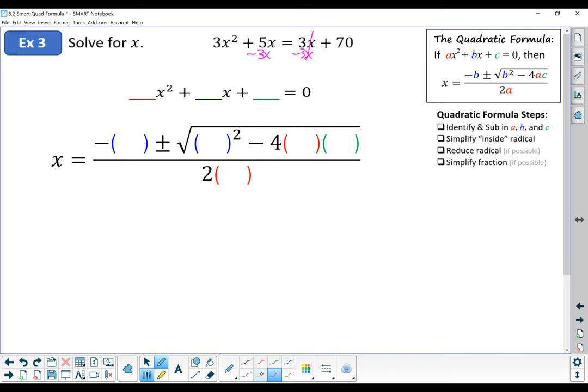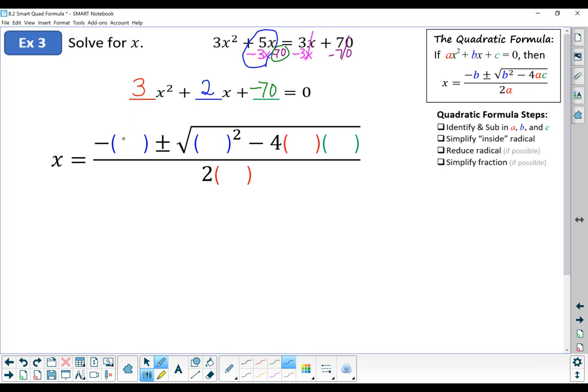And then we also have a 70 over here. I'm going to subtract that. Now, there's not another term for it to combine with, so I'll just put it over at the end. Okay, so in this equation, we have 3x squared. If I combine the 5x and the negative 3x, that gives me a coefficient of 2. And then our constant is that negative 70.